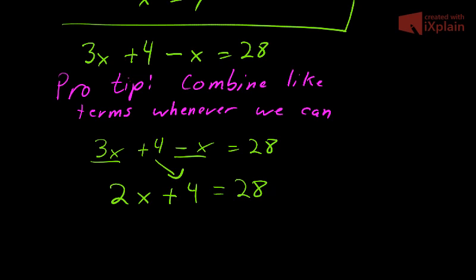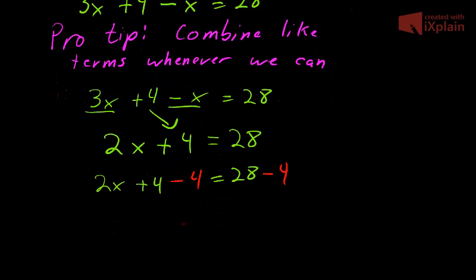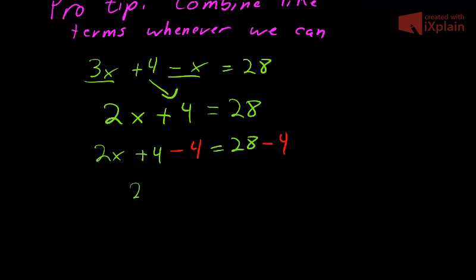Like I said before, I normally try to take care of my addition and subtraction first. So I'd get rid of this 4 here, and I would have 2x plus 4 minus 4 is equal to 28 minus 4. Again, doing that to both sides, which gives me that 2x equals 24. And now by dividing both sides by 2, these cancel, and I end up with x equals 12.